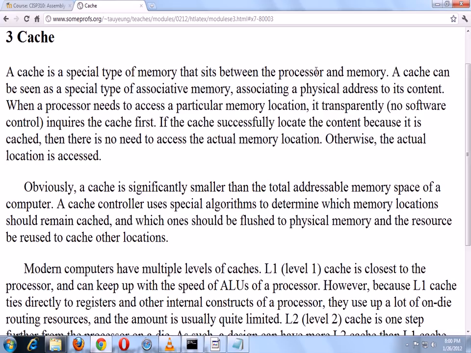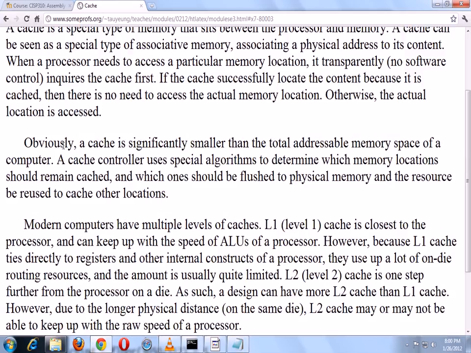You can ask the cache, what is the content of this physical location? If the cache has that location cached, it will just reply without having to go out to the memory bus. But if that location is not cached, then the MMU has to go out and actually grab the content from memory in order to answer the question.